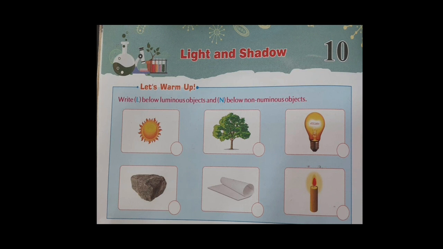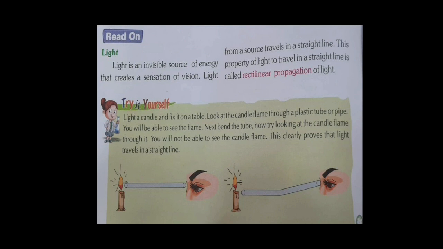So, in this picture, in this activity, you can see sun, bulb, and candle. They all are the source of light, so they are called luminous objects, whereas tree, stone, and paper, they are the non-luminous objects because they do not give any light. So complete this activity in your book, and now let's read further.